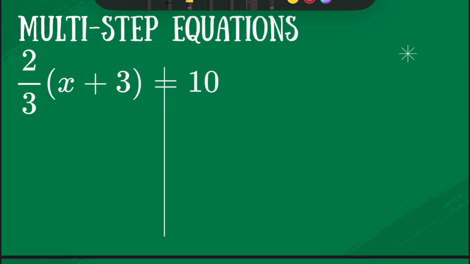So I know that when I see parentheses, I distribute. 2 over 3 times x is the same thing as saying 2 over 3x. And to multiply 2 over 3 times 3, remember that 3 has that 1 underneath. So I'm going to get 2 times 3, which is 6, and 3 times 1, which is 3. And 6 divided by 3 is just 2. So I'm going to get plus 2 is equal to 10.